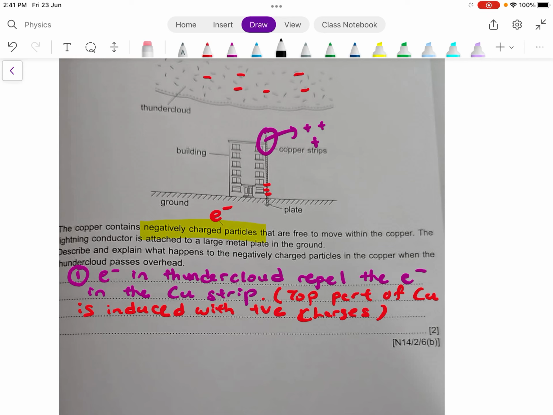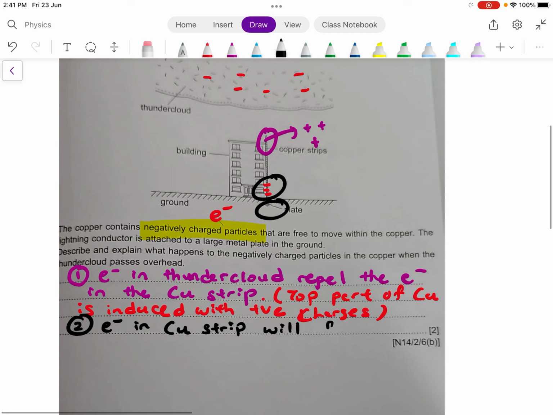Of course, don't forget the second credit. You look at this, the electrons here, there's a so-called earth wire here. When there's an earth wire, the electrons will flow to the earth, meaning that all these electrons here will go down to the earth. So the electrons in the copper strip will flow to the ground or earth via the earth wire.